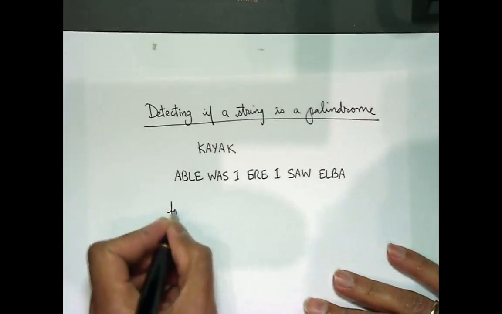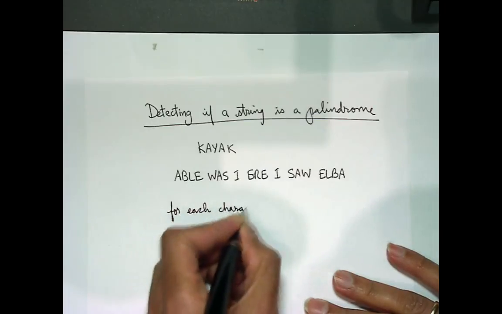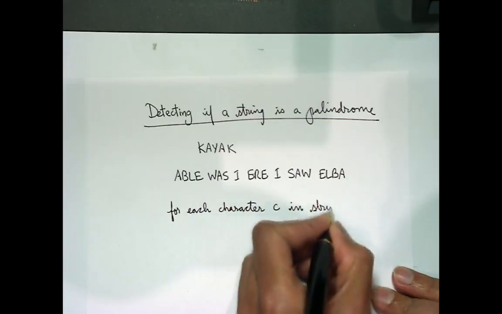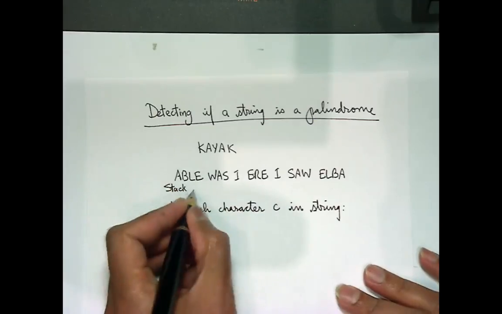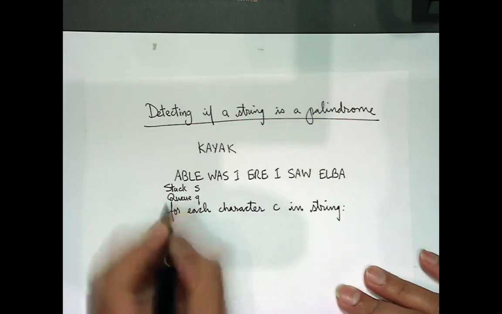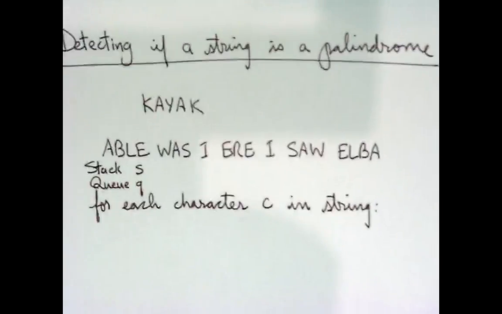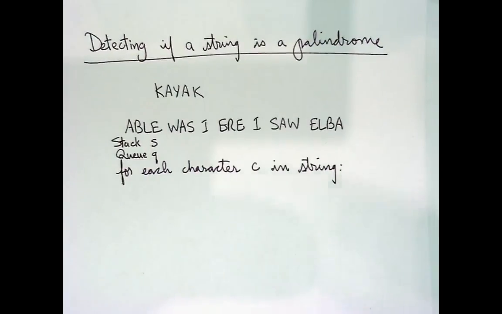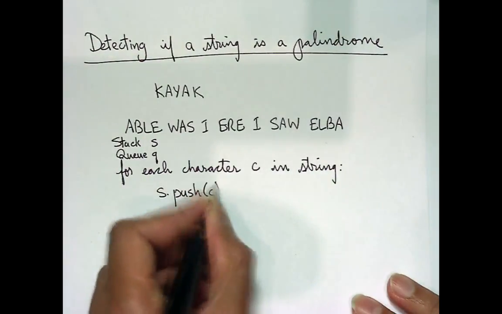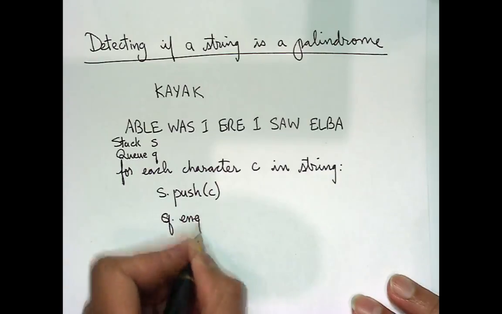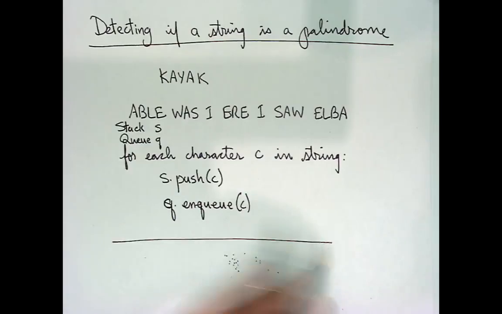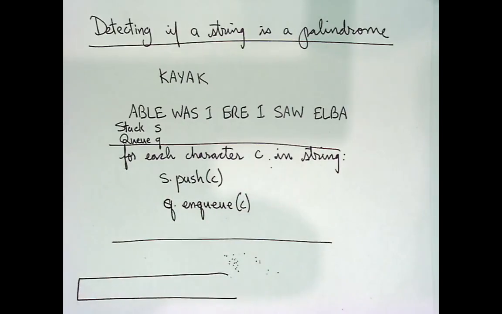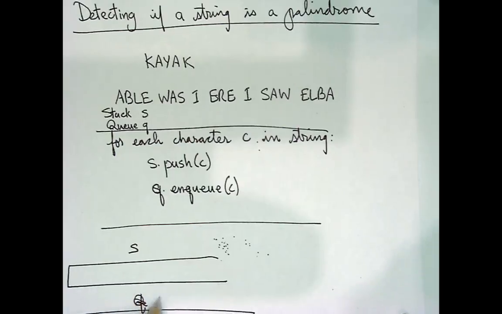So you could say for each character C in the string, maybe first you create a stack, which I'll call S, and a queue, which I'll call Q. Then I would just do S dot push C, Q dot NQ C. And if you see what's going to happen at the end of this process, this is S, and that is Q.